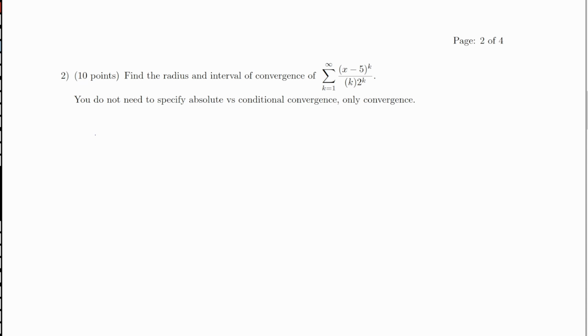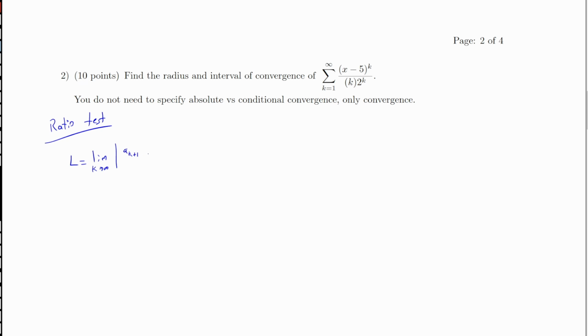Find the radius and interval of convergence of the sum from k equals 1 to infinity of (x minus 5) to the k over k times 2 to the k. So let's start with the ratio test. So L is the limit as n goes, well, stay consistent here, let's say k goes to infinity.